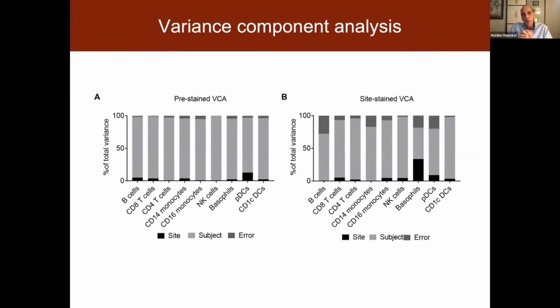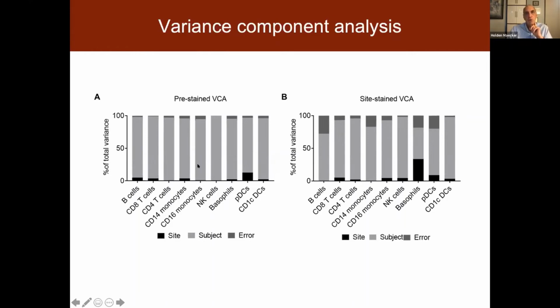So finally, with the help of MD Anderson and their statistics group, we did a variance component analysis, which looked at the degree of variation that can be attributed to either the site or the PBMC donor, meaning the subject, and then whatever error is still unaccounted for is also calculated. What you see here for the pre-stained samples is that the vast majority of the variance, in the middle portion of each of these bars, is due to the subject. Sorry, this is not the varicels, this is the PBMCs of individual donors.